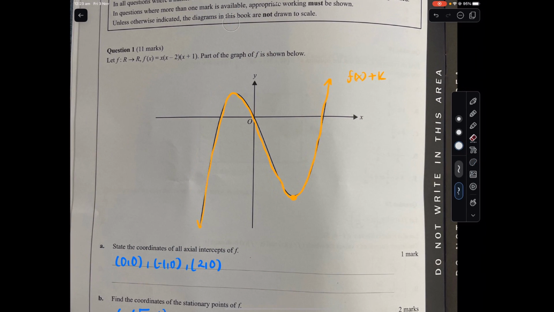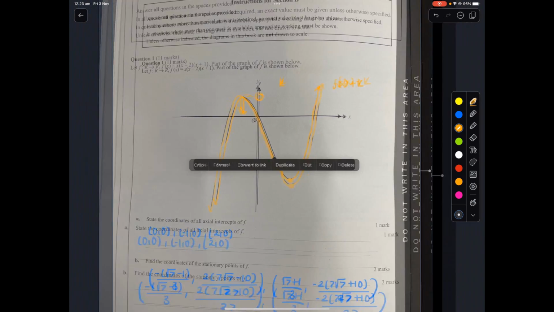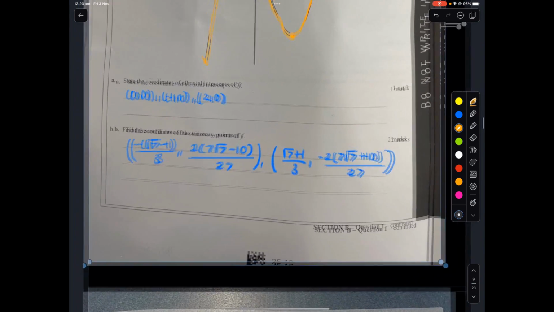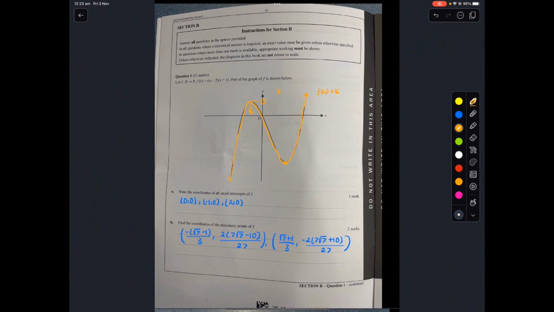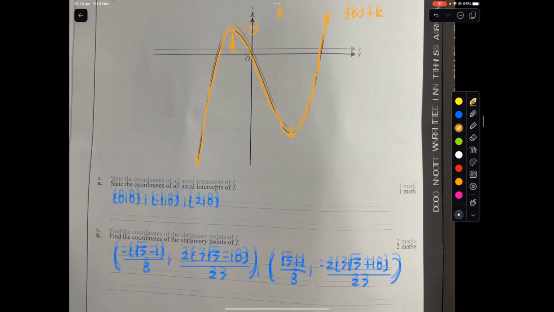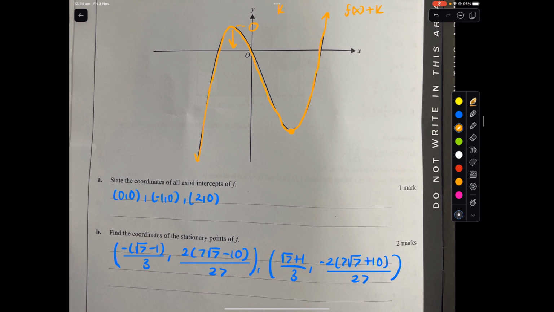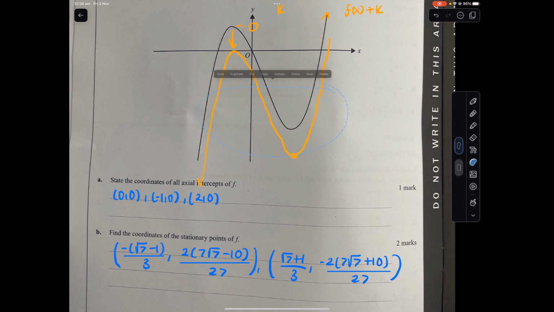Well, for the first one, we want to translate by k. Our minimum value we've already calculated. So your stationary values we've calculated here. This one will be this over here, and we want to translate it down this much to get this graph to be like this, to meet our condition. So let's do that.